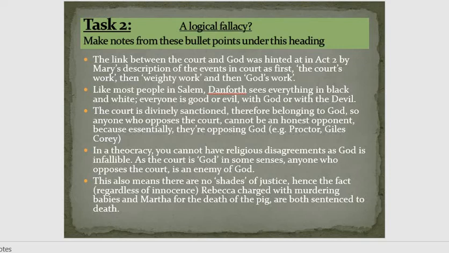So the first bullet point reads, the link between the court and God was hinted at in Act 2 by Mary's description of the events in court as first the court's work, then weighty work, and then God's work. So there's this escalation of it being something of importance, of significance, ultimately being called, directly, the court's decisions of God's work. We know in the context of the play, these people were Puritans, therefore God was revered, highly respected, and they lived a very pure Christian life. So what God said goes. They didn't want to really deviate from the Bible at all.